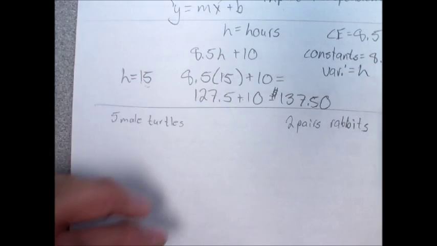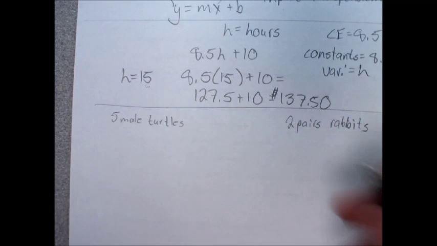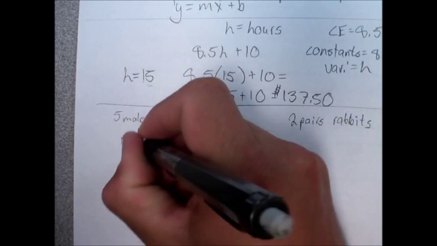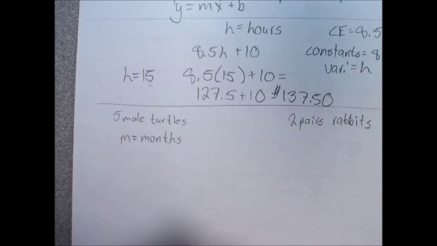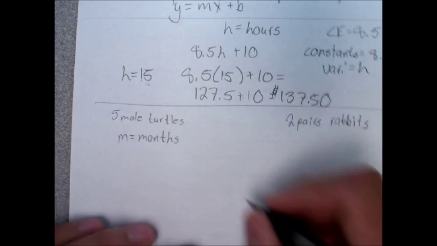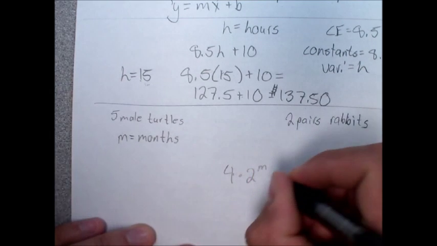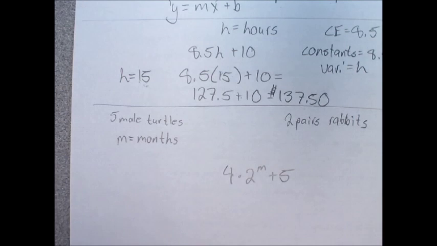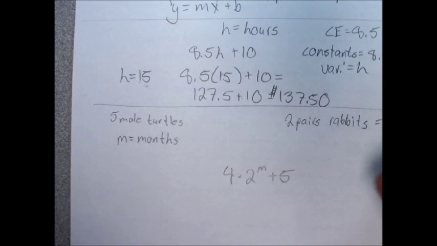Okay, the total number of animals that George has after M months, so M stands for months, after purchasing rabbits can be approximated using this expression. Now he says 4 multiplied by 2 to the M power plus 5. Okay, why do you think the plus 5 is there? Because he has 5 male turtles, right? Where do you think that 4 comes from? The 4 rabbits. The 2 pairs, which ultimately means 4 rabbits, right?